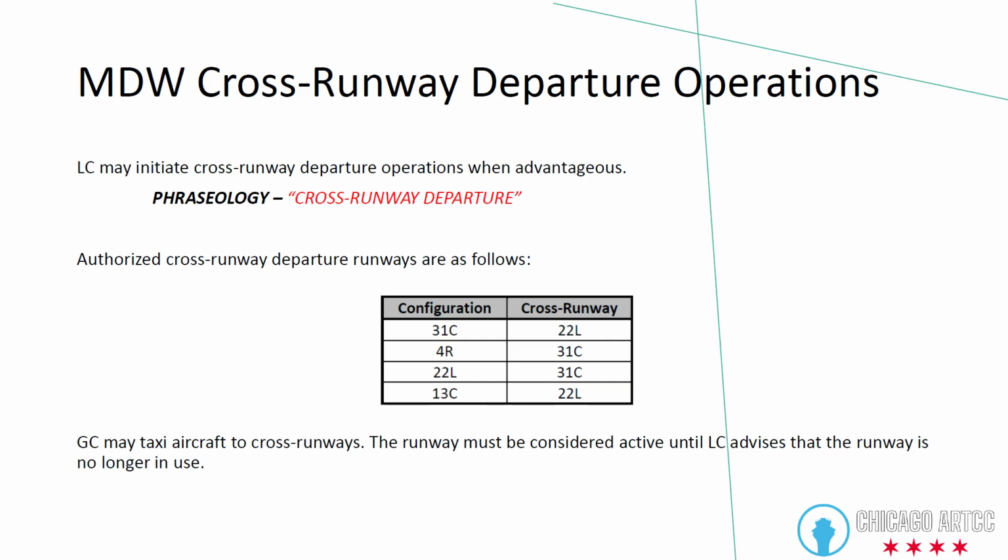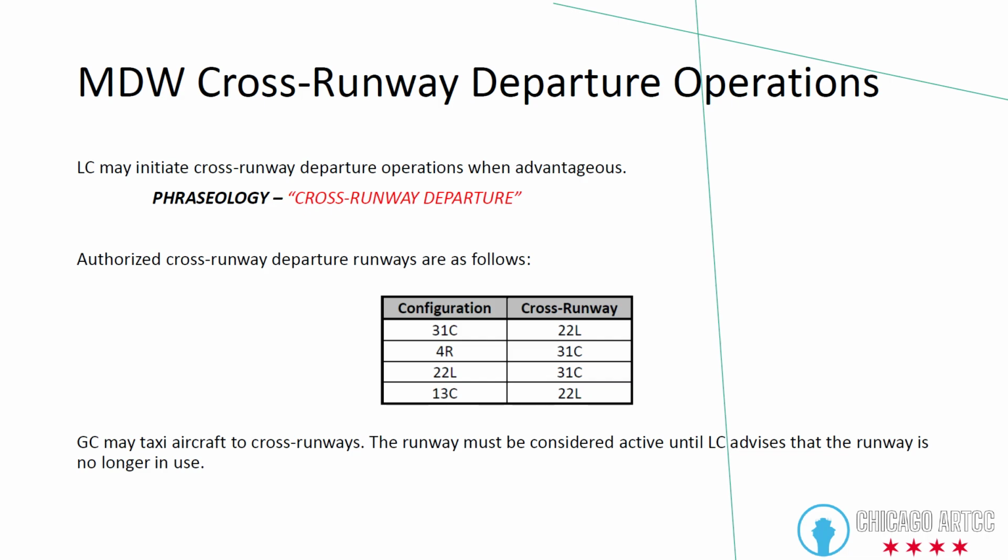Midway cross-runway departure operations. The local may initiate cross-runway departure operations when advantageous. You're going to want to tell the ground controller cross-runway departure. Authorized cross-runway departure operations or runways are as follows. So if we're in a 31 center configuration, our cross-runway would be 22 left, and that'll be depicted on the diagrams we're going to show you later on as well.